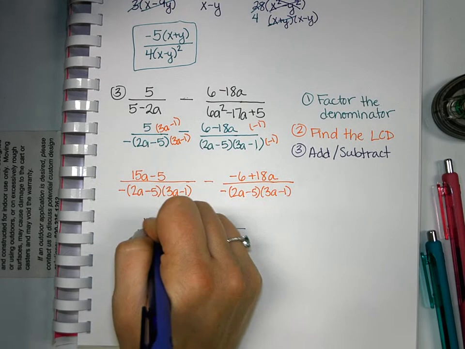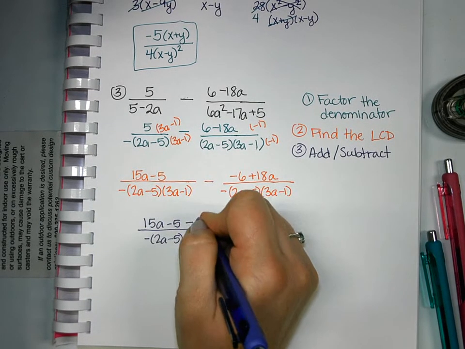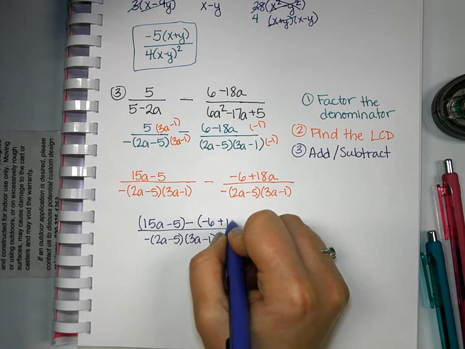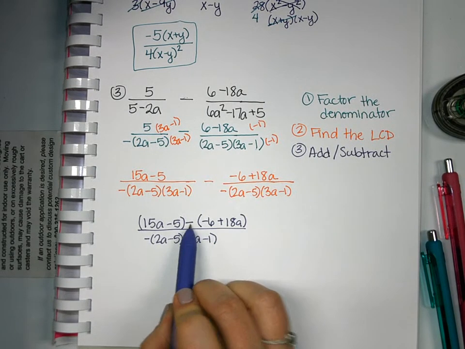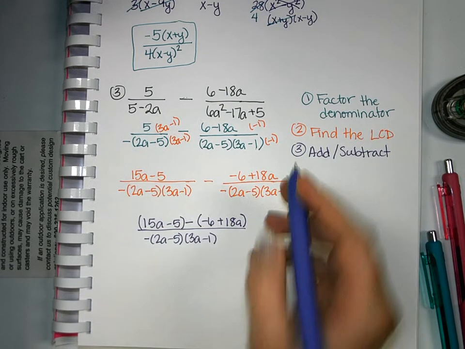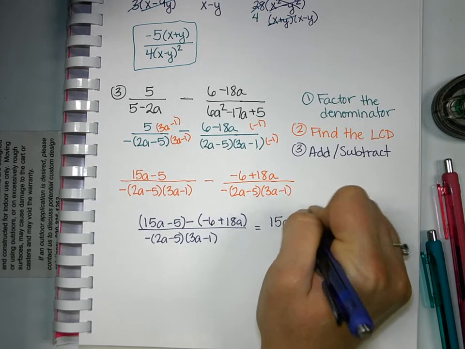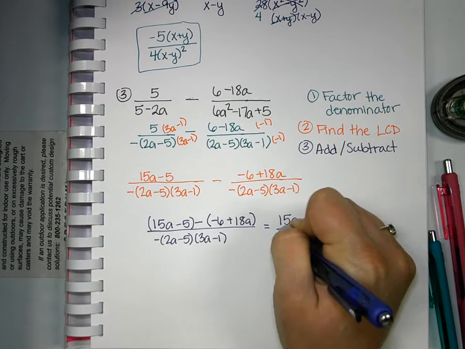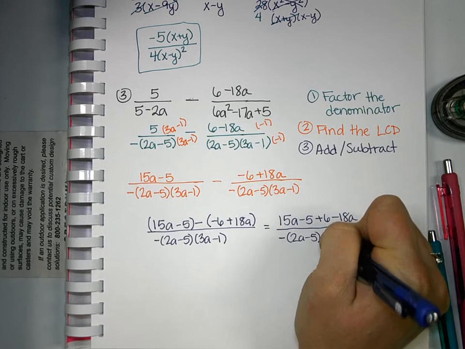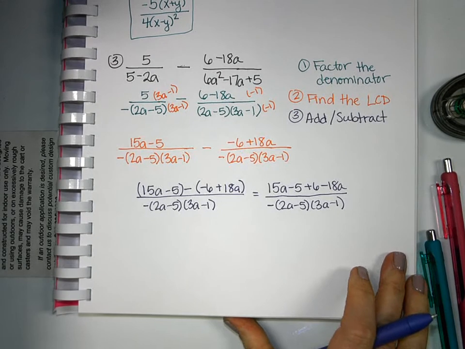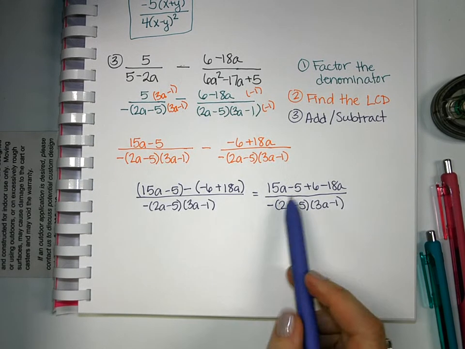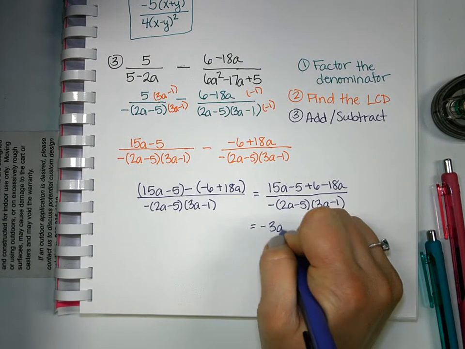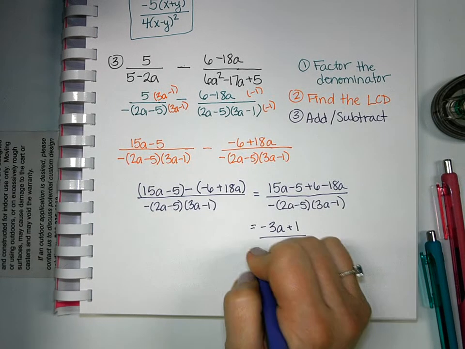So 15a minus 5 minus, and because this is in the numerator, I want to make sure it's in parentheses. I'm doing that because I have to remember to distribute this minus sign to everything in the numerator. So I'll have 15a minus 5 plus 6 minus 18a all over negative 2a minus 5, 3a minus 1. Again, the last step here would be to simplify on top if you can. So 15 minus 18 is negative 3a plus 1. And we still have our denominator.